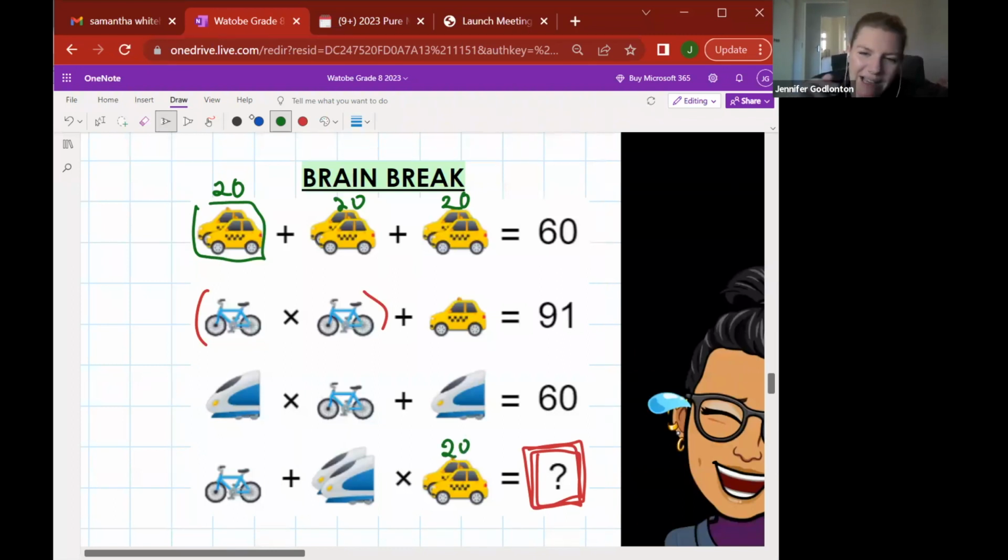Good. Very good hints over here. What's that one going to be? Because that's a little bit different. That one that I've just underlined. What is that taxi cab going to be?